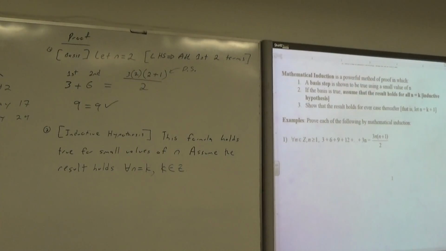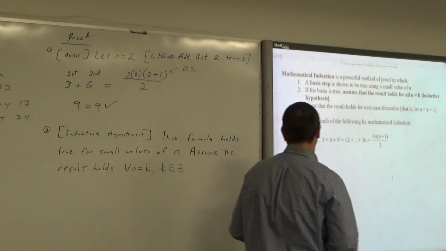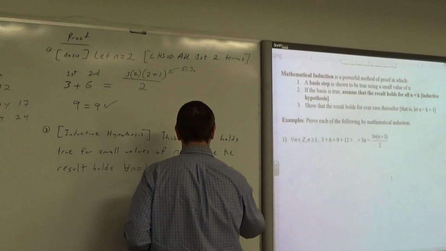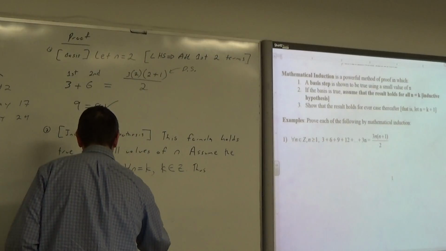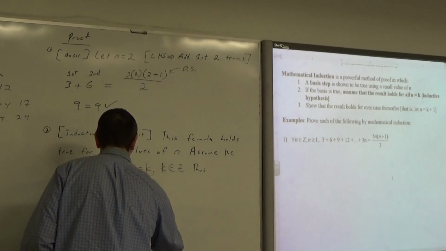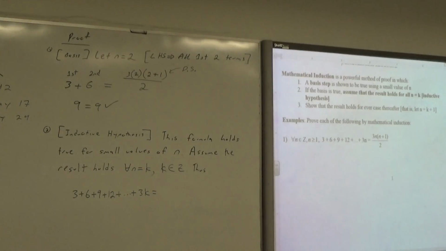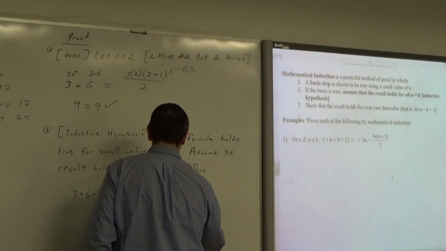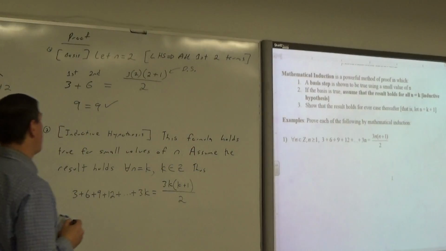So now what we can say is that instead of this formula, we just replace the n's with k's. So thus, 3 plus 6 plus 9 plus 12 plus and so on, all the way up to 3k equals 3k times k plus 1, divided by 2. And remember, we're assuming this holds true for all the k's. We don't know if it holds true for the n's, but we're assuming it holds true for k's. That's why we just change our variable here.